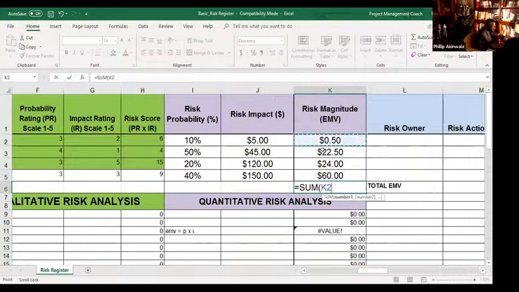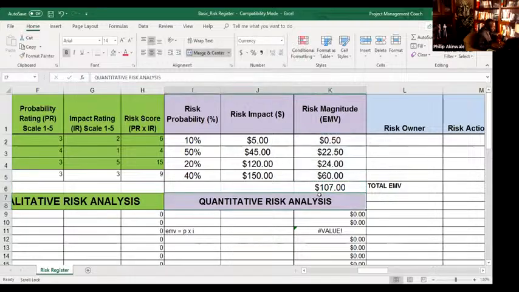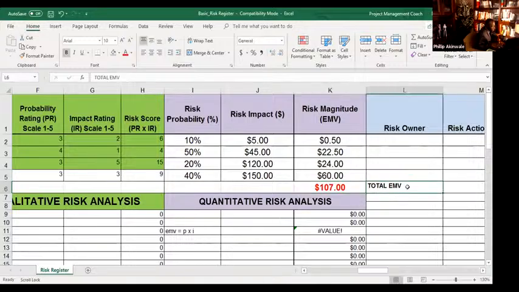What is the aggregate effect of all of the risks on the project? And you get the magic number of 107, and that is your total EMV. That is the total, if you will, exposure of your individual risk items, adding all of them up. So in a lot of organizations, which I don't think is very effective, but it's better than nothing.